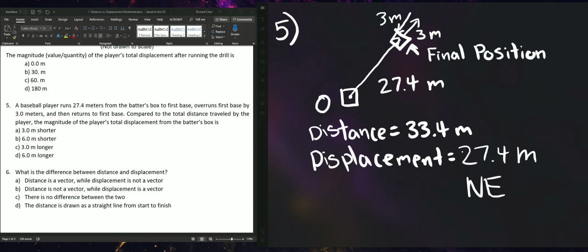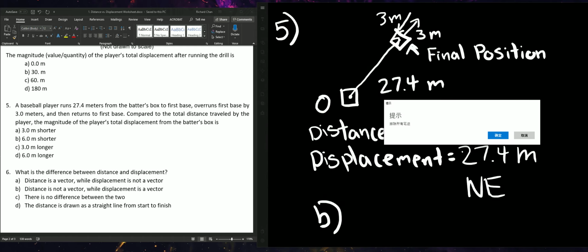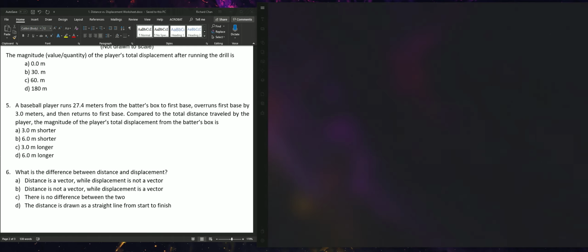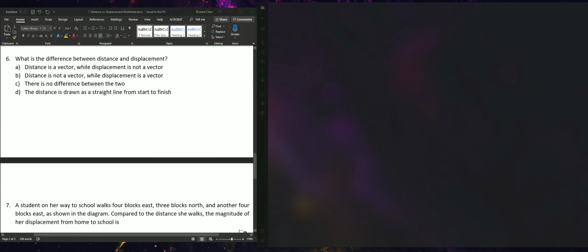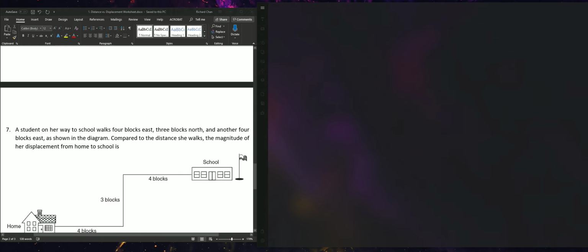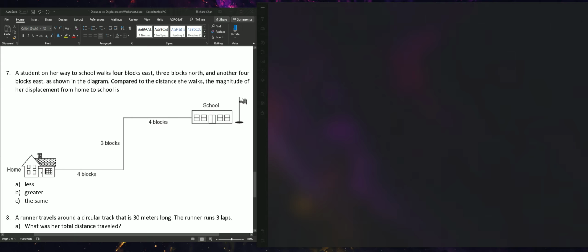So how does displacement compare to distance? Well, this 27.4 is 6 meters shorter than your distance. So it is B, all right? Number six is something I want you to figure out. That's something you can figure out easily. Number seven.